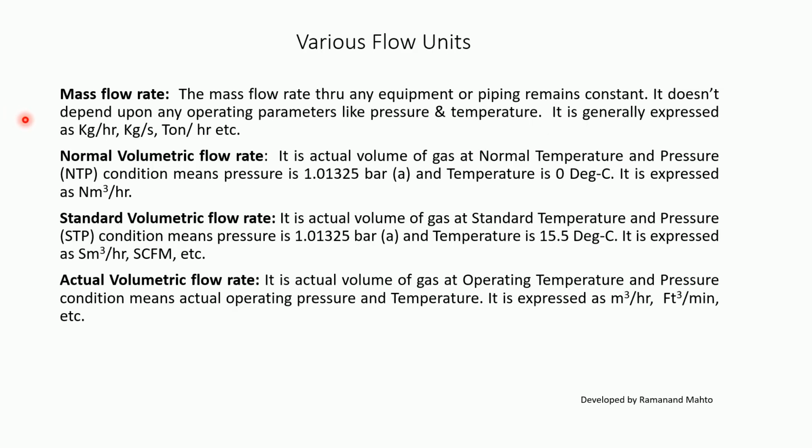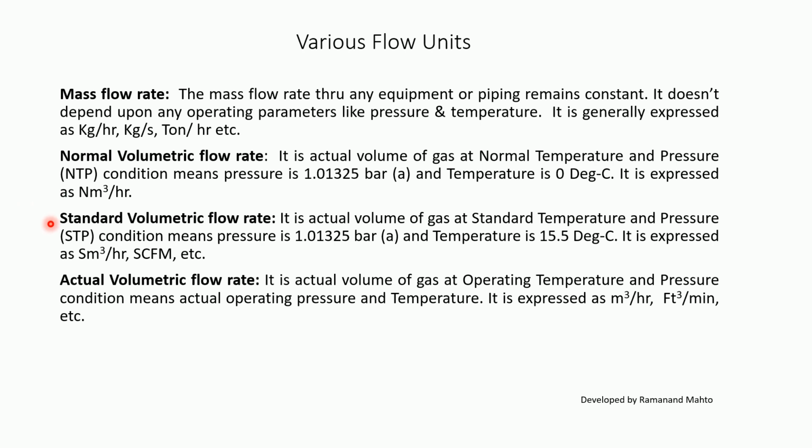Now various flow units. Mass flow rate through any equipment or piping remains constant. It does not depend on any operating parameter like pressure and temperature, and it is generally expressed as kg per hour, kg per second, ton per hour, etc. Normal volumetric flow rate is the actual volume of gas at normal temperature and pressure. NTP condition means pressure is 1.01325 bar absolute and temperature is 0 degrees Celsius. It is expressed as normal meter cube per hour.